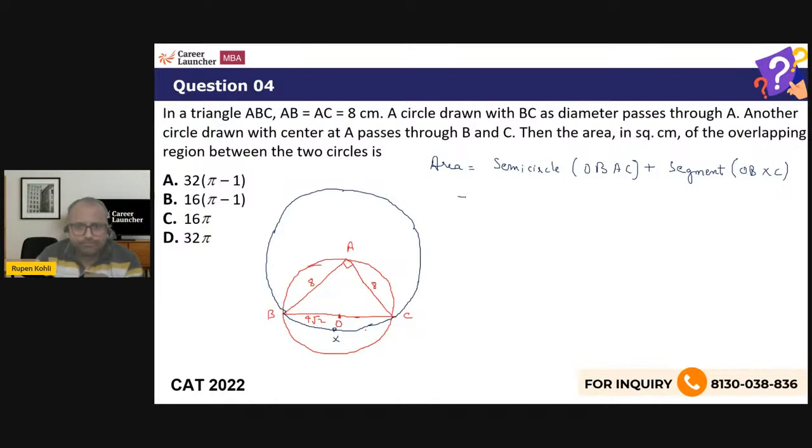Okay, so the area of a semicircle is half pi r square. Now, what is the radius of this OABC? Obviously, it's OB, which is 4 root 2. So half pi and square of 4 root 2, right?